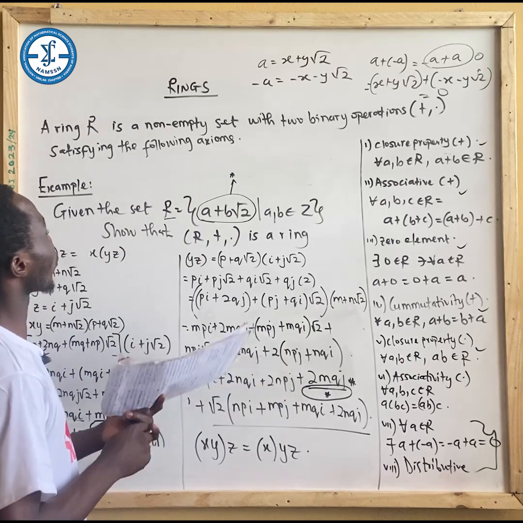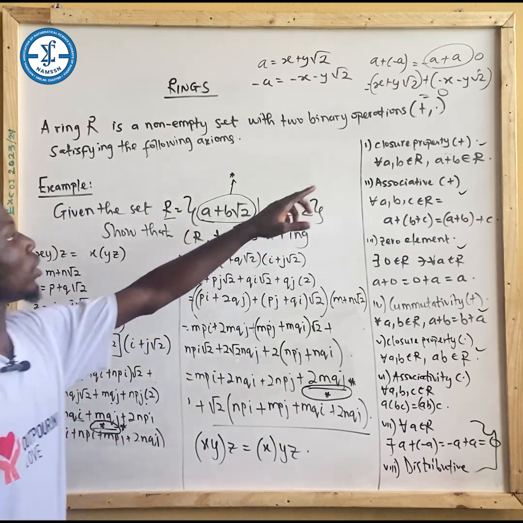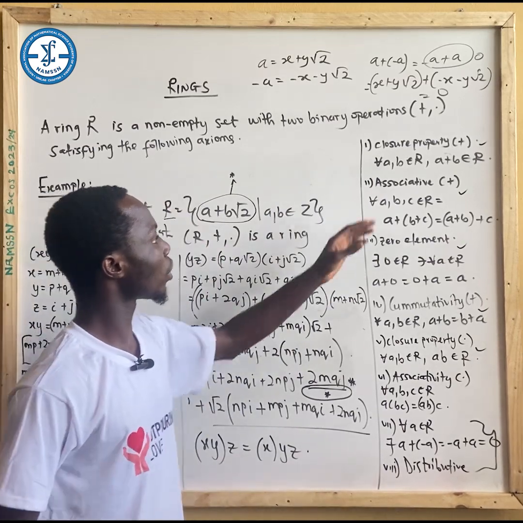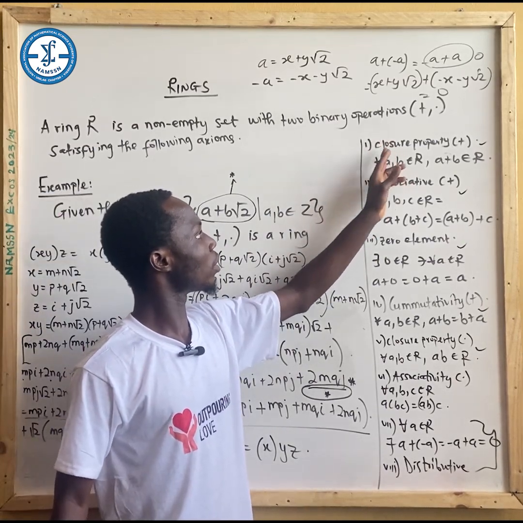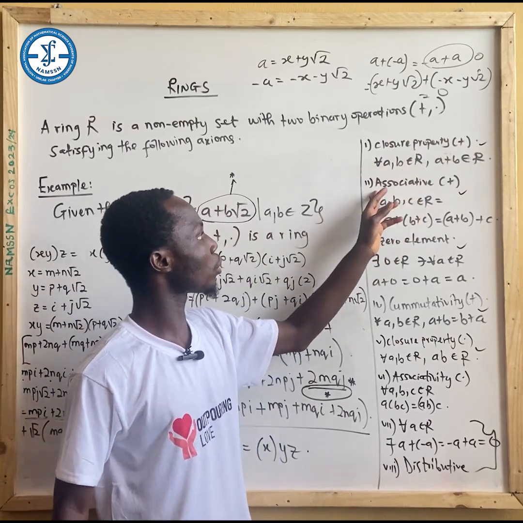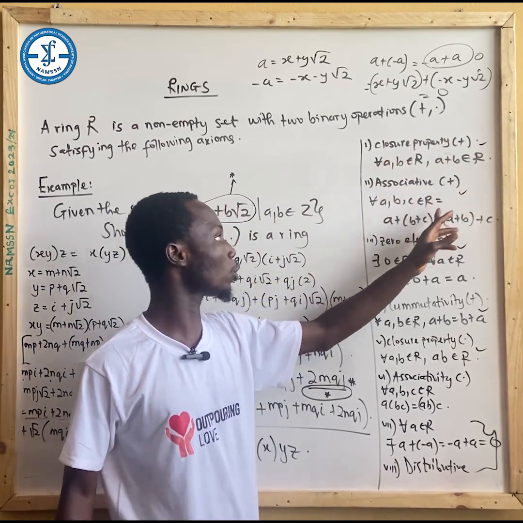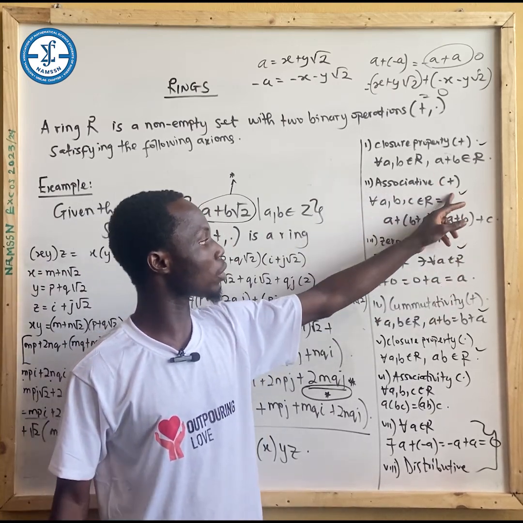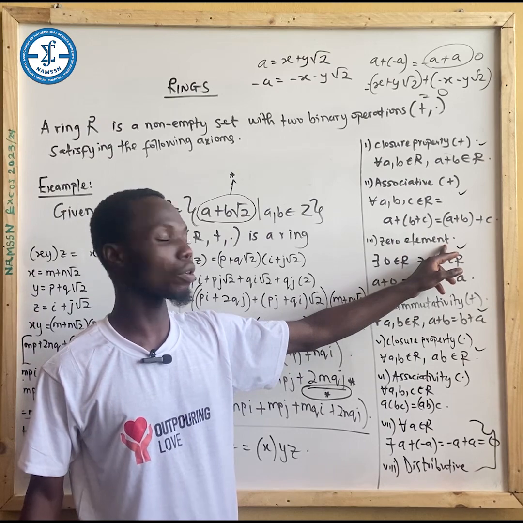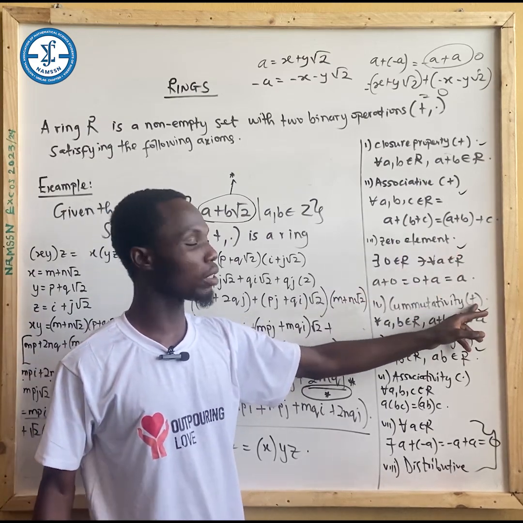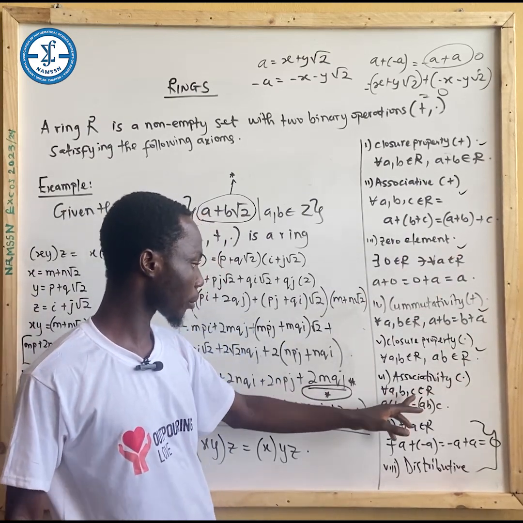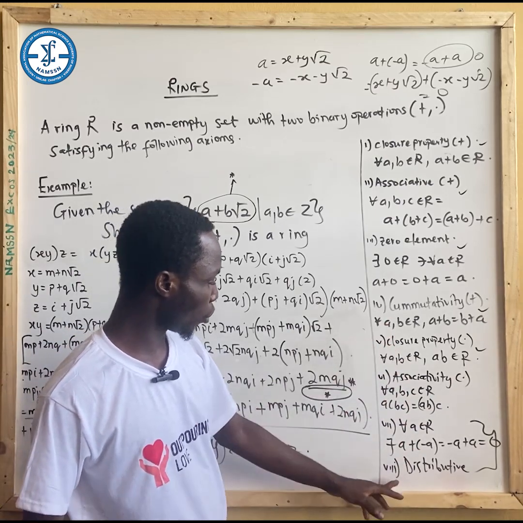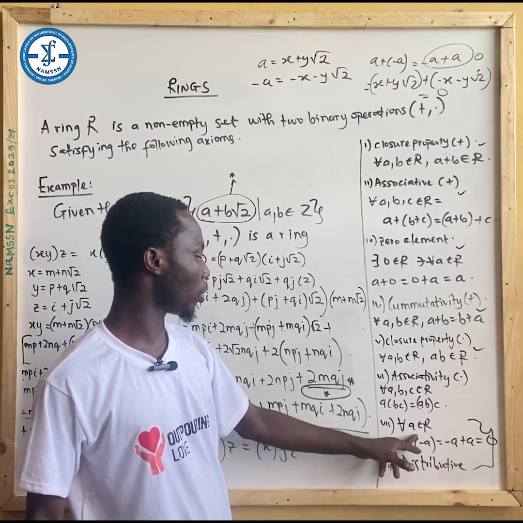So anytime you're asked to show that a set is a ring, first thing first, closure property. You can write closure property under addition. Number two, closure property under multiplication. Associativity under addition. Associativity under multiplication. Existence of zero element. Commutativity only under addition. And then you show your distributivity, and then you also show this.